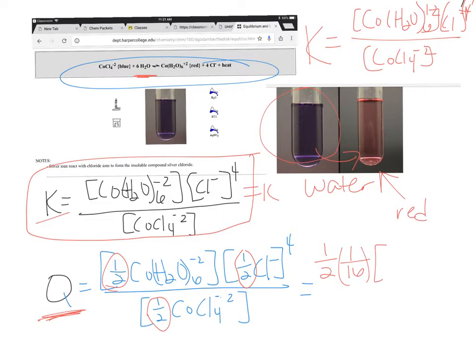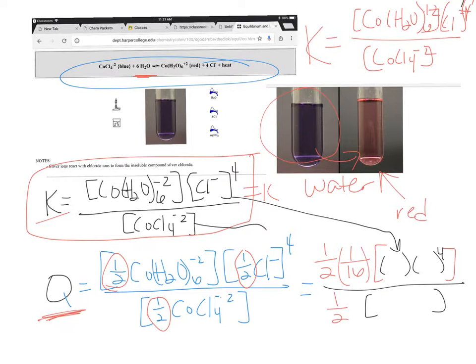And then that would be multiplied by what we had originally up here to the 4th, and down here we have 1/2, and then we would have what we had originally down here, the CoCl4 2 minus. So these 1/2s cancel, but you can see that this expression is different from this one because the numerator is 1/16 of what it needs to be.